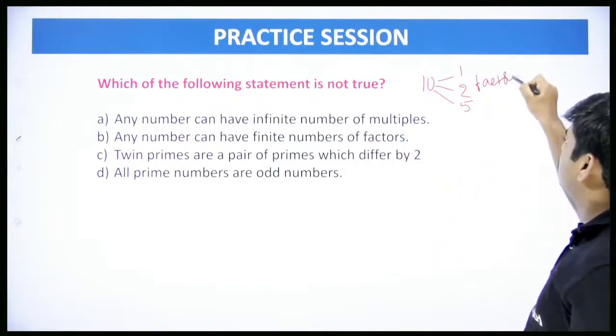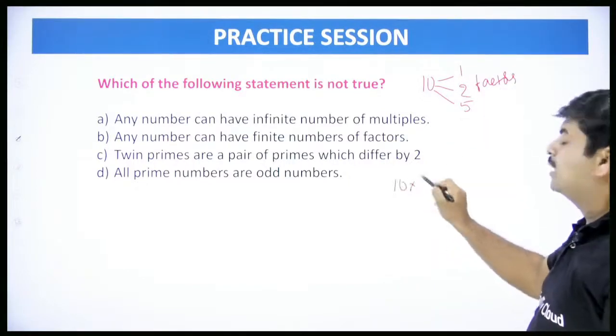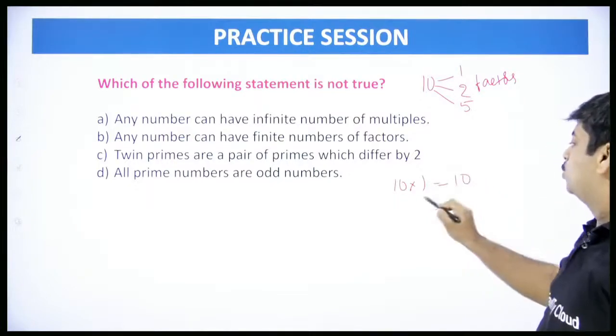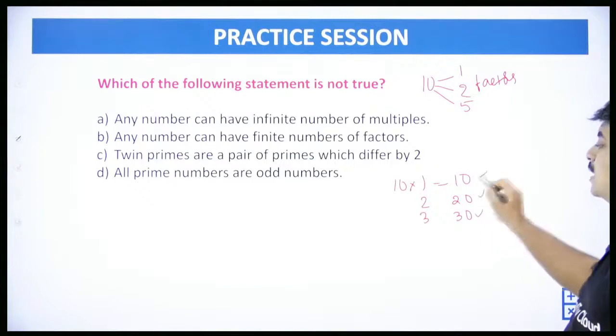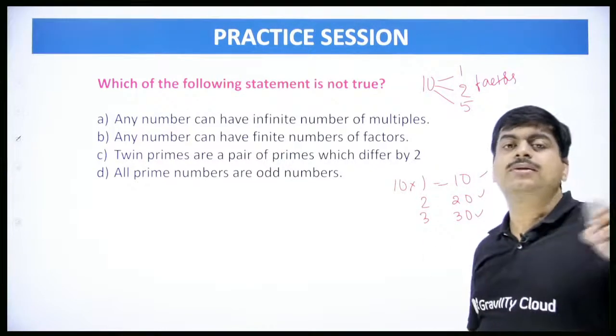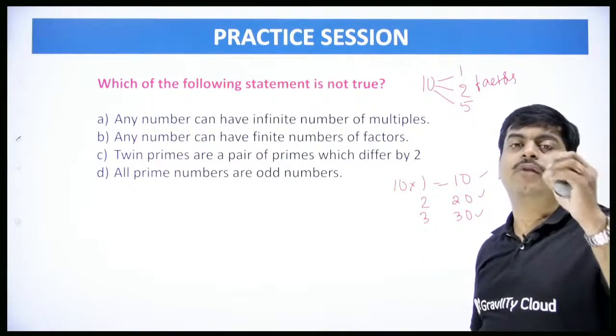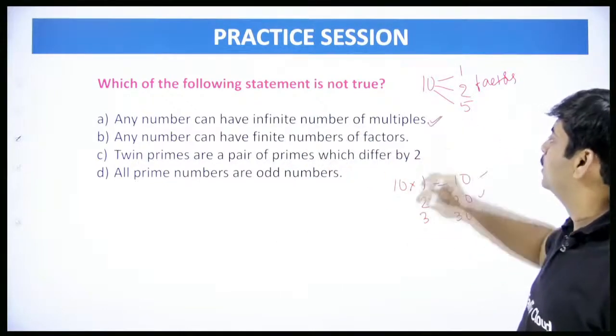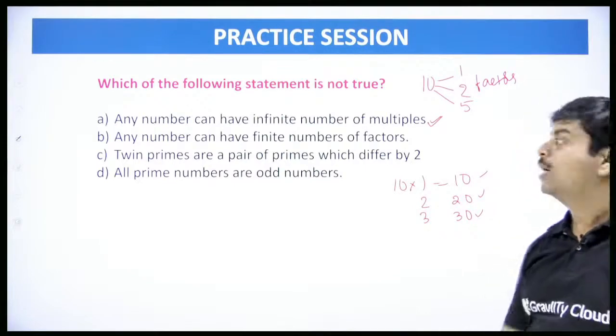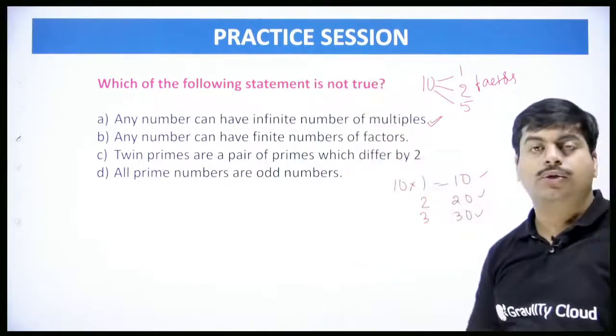But what are multiples? For the number 10, 10 into 1 is a multiple, 10. 10 into 2 gives 20, a multiple. Into 3, that is a multiple. Into 4, 5, 6, 7, 100, 1000. So we get infinite number of multiples. For every number we have infinite number of multiples. Option A is correct, but the point is which is not true.